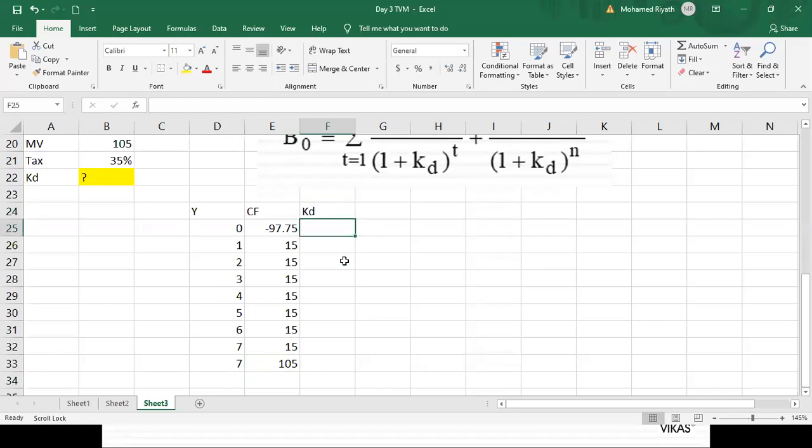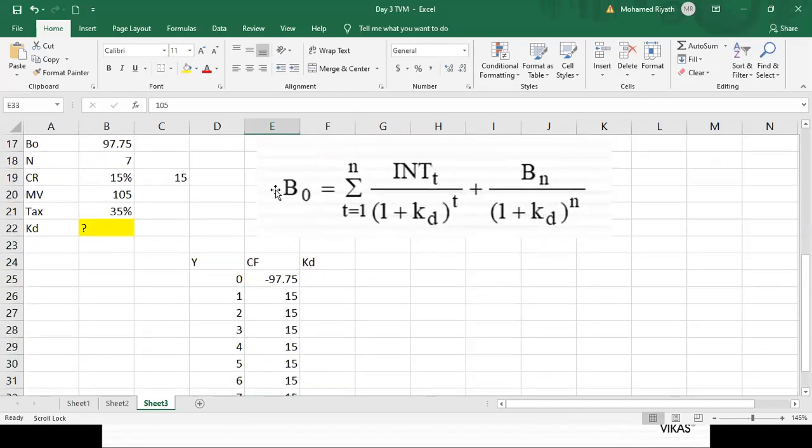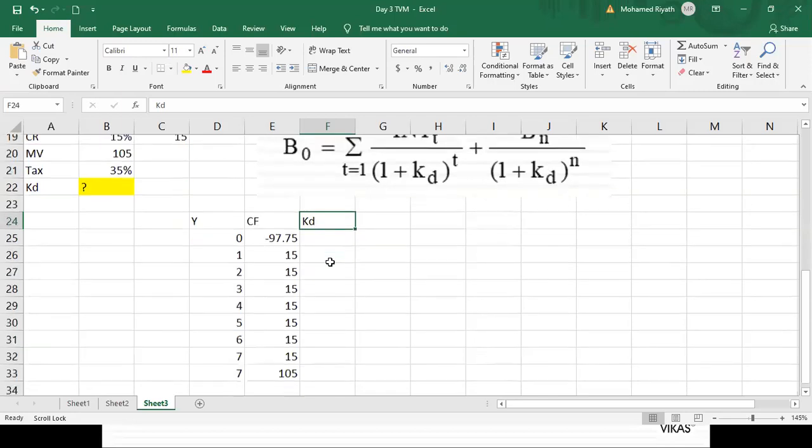Then cost of debt is not provided. We have used this figure. Here we have used P naught, that is 97.75. Interest payment is 15 rupees, and maturity value also we have applied. We have to apply one thing, that is KD. That's what we have to find. So we have to find KD. How can we find KD?